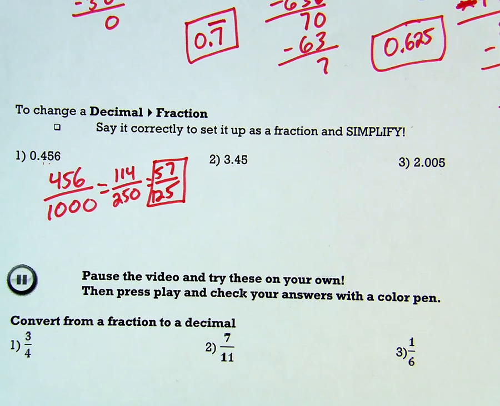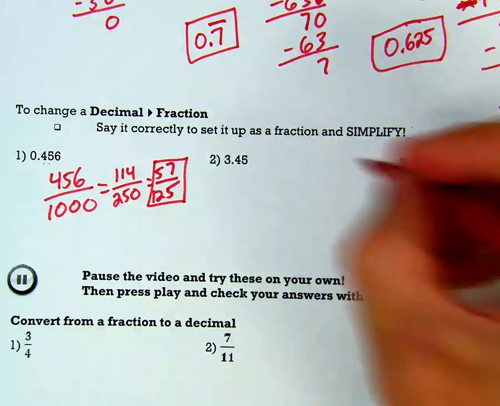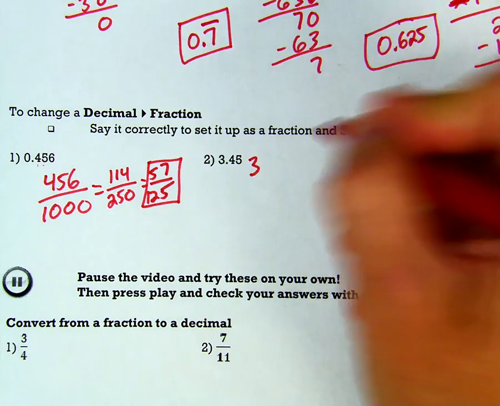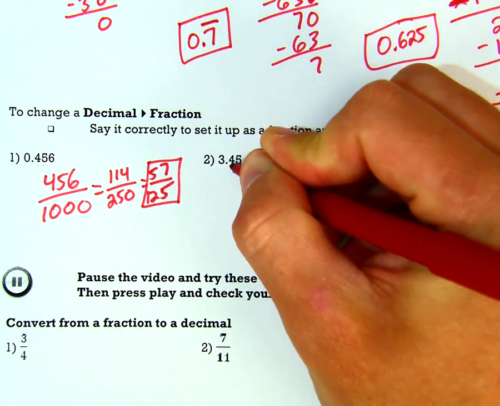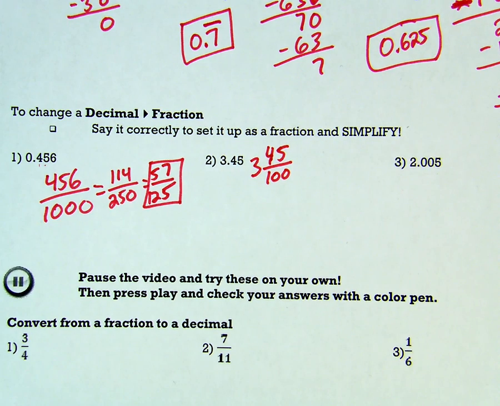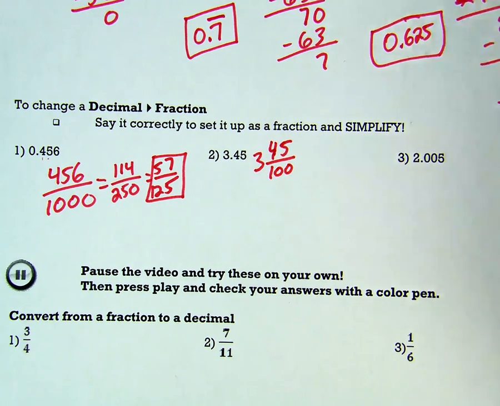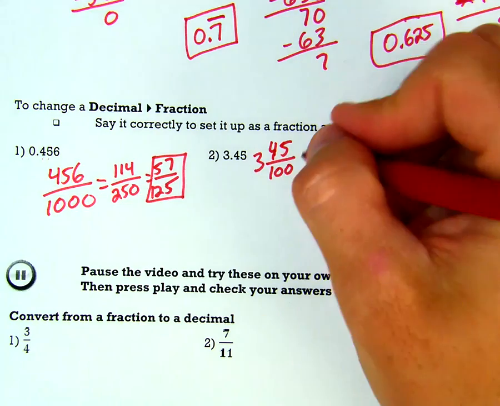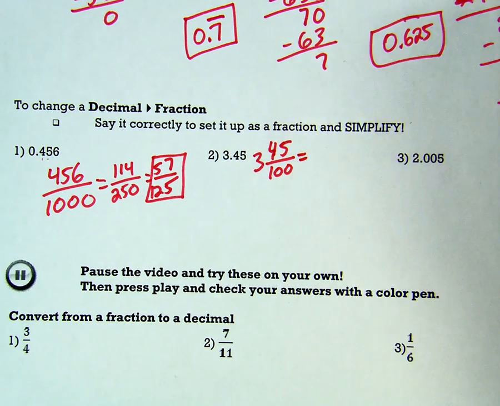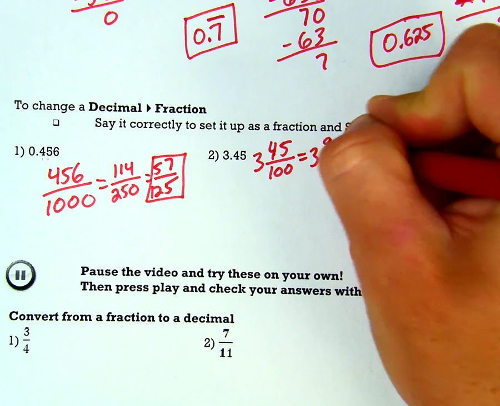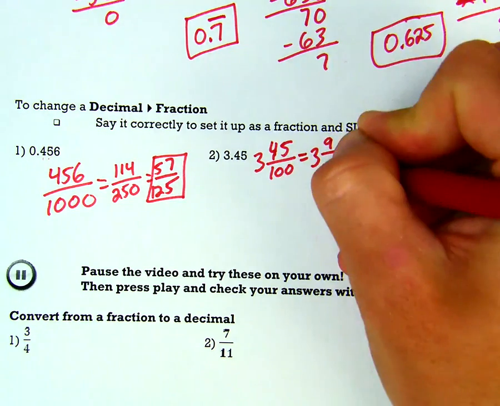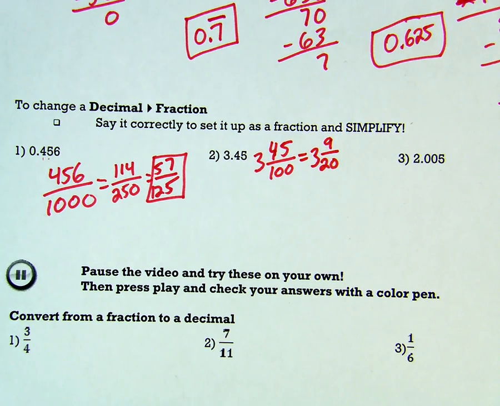Alright. Number 2, I have 3.45, or I would say it correctly as 3 and 45 hundredths, because it goes to the hundredths place. So my 3 is obviously going to stay the same. It's my fraction that I need to simplify then. And I notice that 5 goes into both of them. So I have 3, 5 goes into 45 9 times, and 5 goes into 100 20 times. So 3 and 9/20.